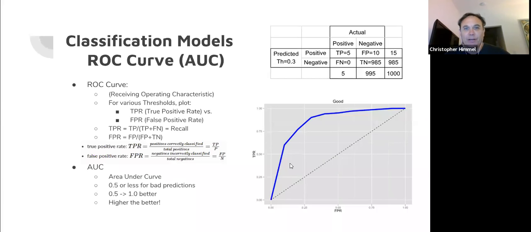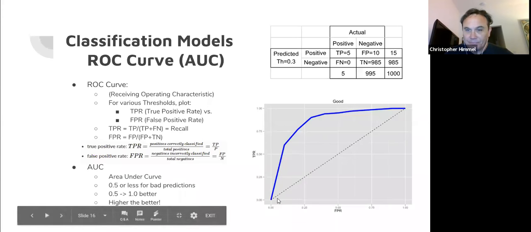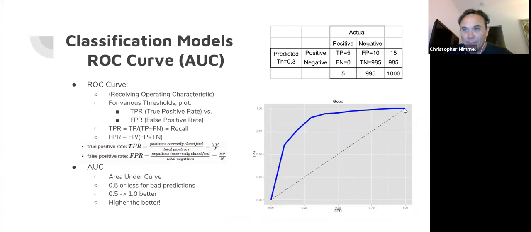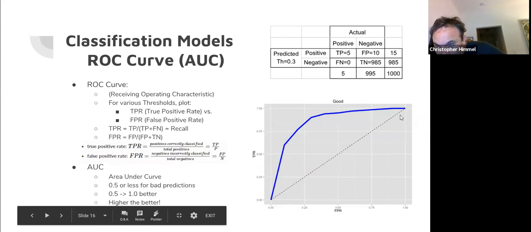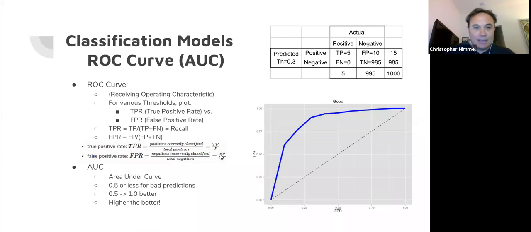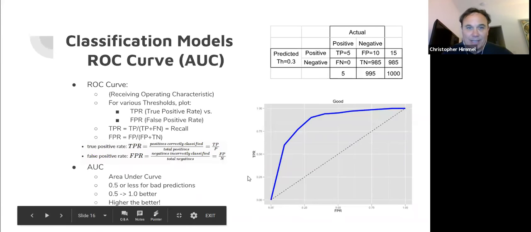Now, remember we had a trade-off between recall and precision. You also have a trade-off here between the true positive rate and the false positive rate. If you have 100% on one, then you have 100% on the other. Same with the other side. So that's how you draw this curve.